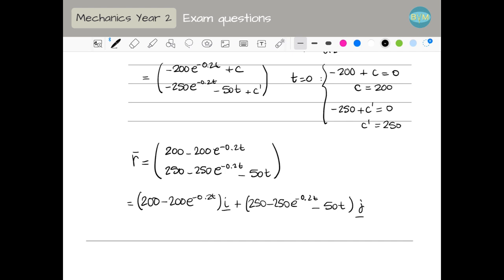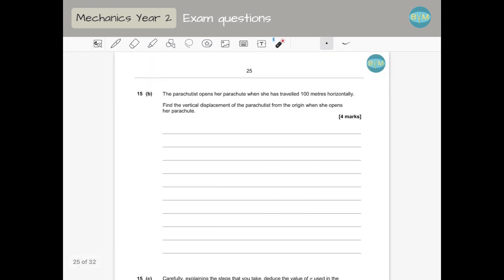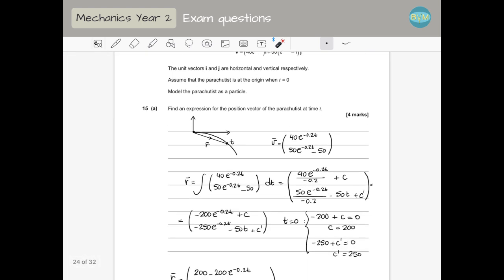In general, yeah, so for time t. Then the next thing says, the parachutist opened her parachute when she traveled 100 meters horizontally. Find the vertical displacement of the parachute from the origin. So when she has traveled 100 meters, we need to know the vertical component.